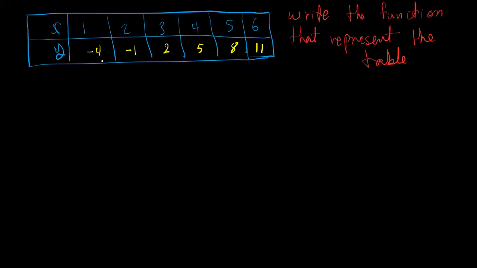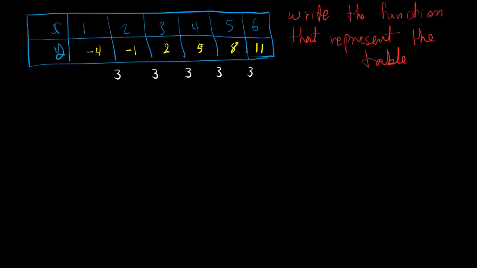Yes. -1 minus -4, it will be 3. 2 minus -1, it will be 3. 5 minus 2, it will be 3. 8 minus 5, it will be 3. 11 minus 8, it will be 3. So the first difference is constant. First difference is what? Constant. So I can say this table is represented by a linear function.